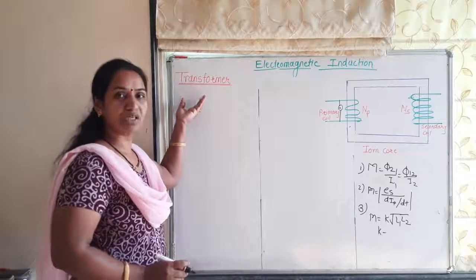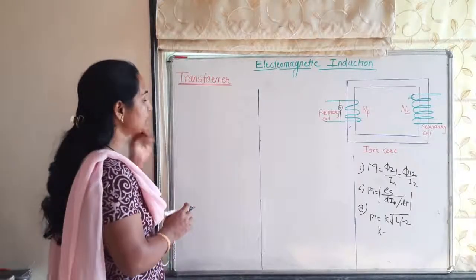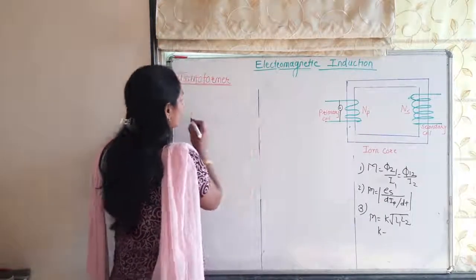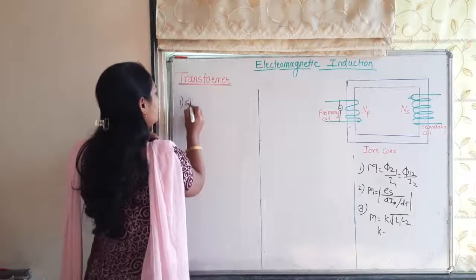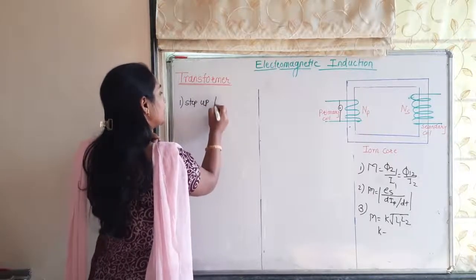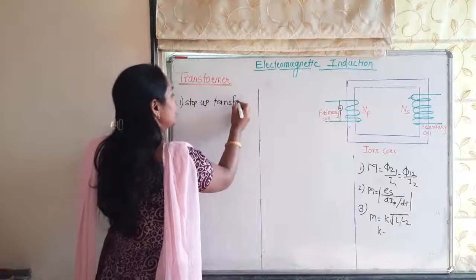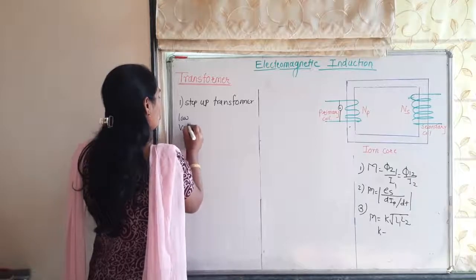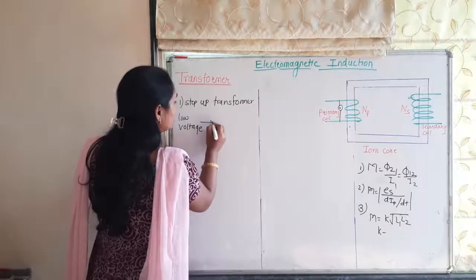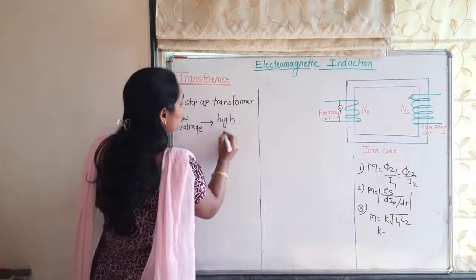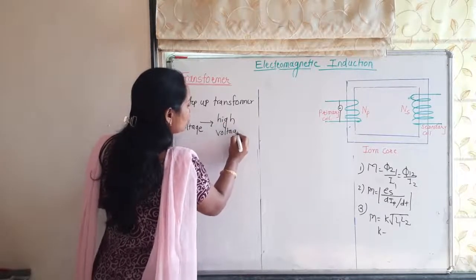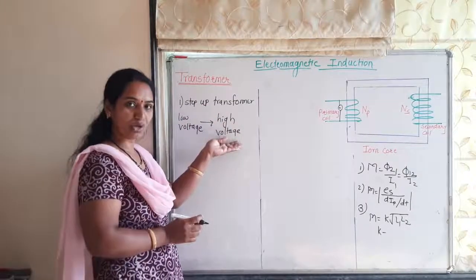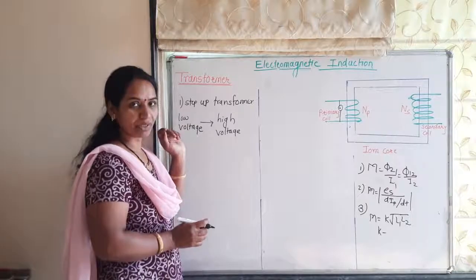What is the meaning of the transformer? Transformers consist of two types. First is the step up transformer. In this, low voltage is converted into high voltage, so it is called the step up transformer.